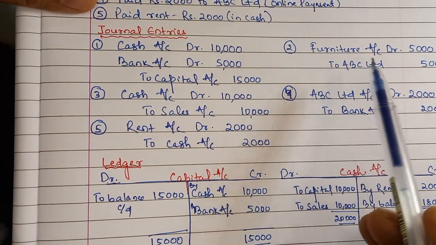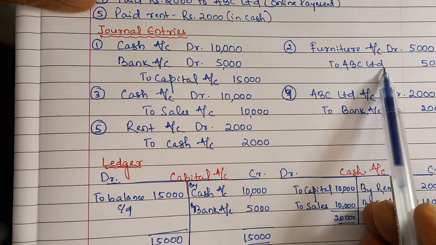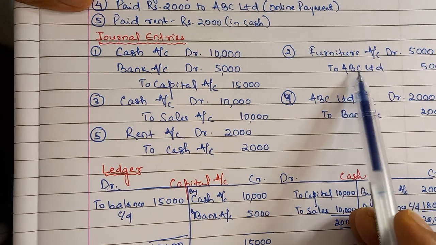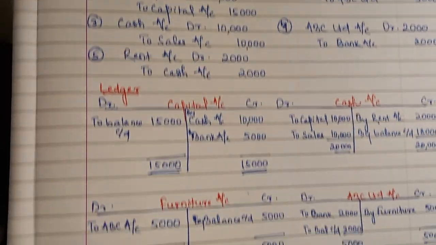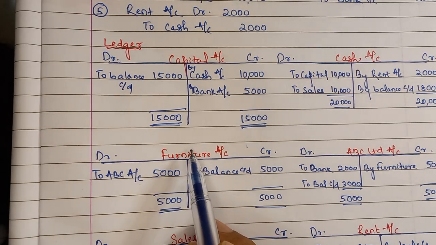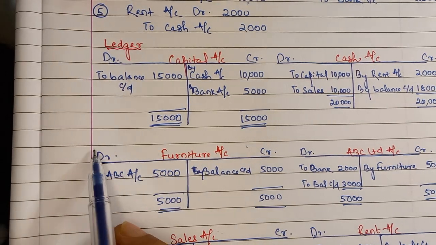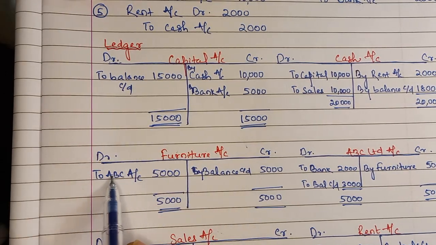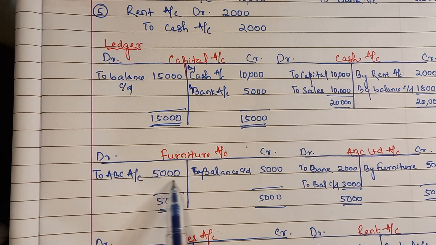journal entry 2, furniture account debited to ABC Limited. So what do I have to do now? I go directly to the furniture account. Furniture account debited to ABC Limited 5,000. So it will be reported on the left side.